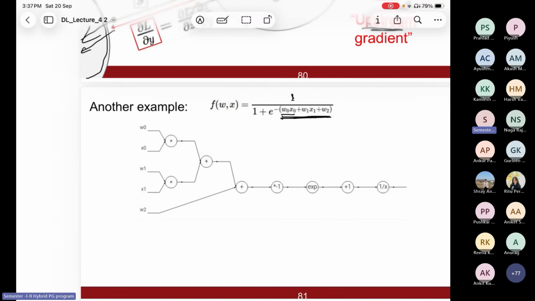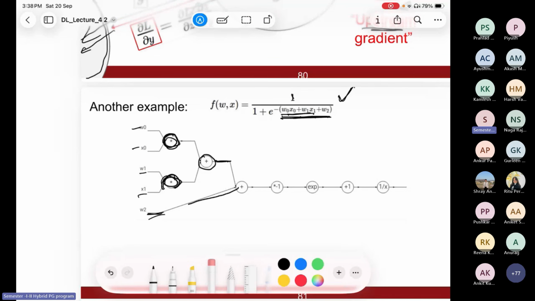So first take W0 and X0. Suppose you have W0, X0. Do the multiplication. Then we have W1, X1. Do the multiplication. And then we have W2. Okay. Now further we have to do addition. So whatever you got from here, do the addition between these two, the first two terms. And then whatever you got from here, add W2 there. But the job is not done because now you have to apply this sigmoid function. So first, what we have to do? First, we have to take the negative of this.